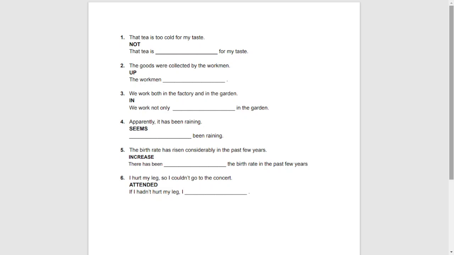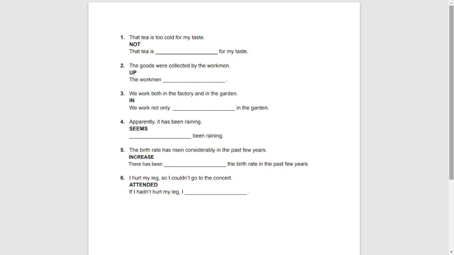2 points. 6. I hurt my leg, so I couldn't go to the concert. Here we have a relationship of cause and effect. So we can turn these sentences into conditionals, third conditionals. We can think of what would have happened if something hadn't happened in the past. In this case, if I hadn't hurt my leg, I would have been able to go to the concert.